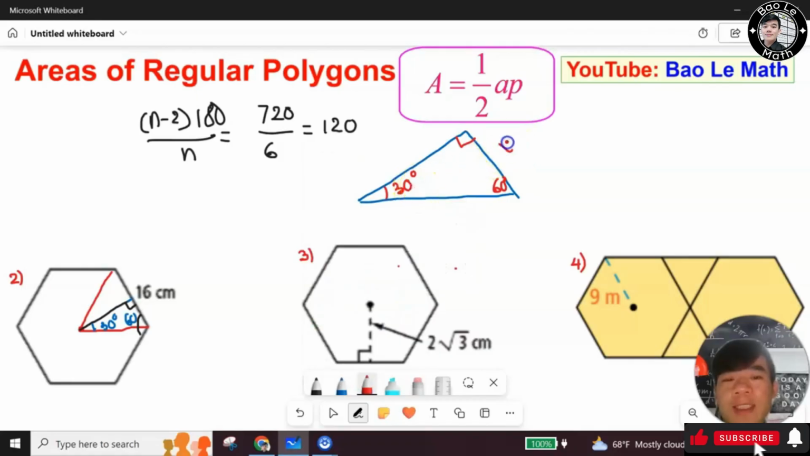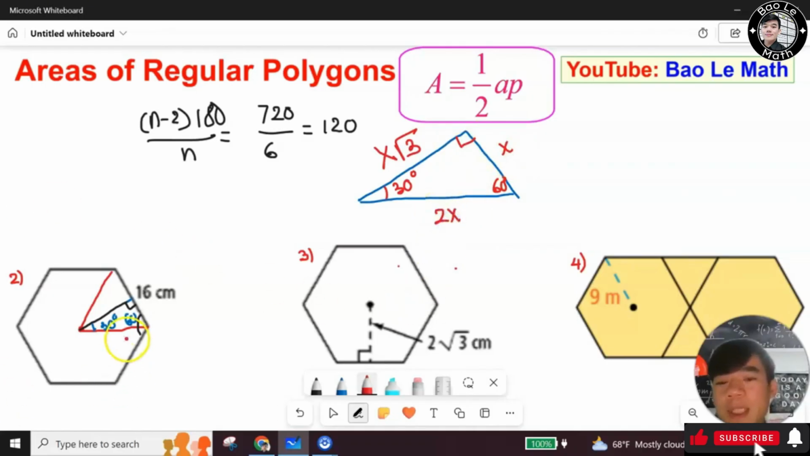Okay, so I call this S. The side length opposite to 60 equals S root 3. The side length opposite to the right angle, this one right here, equals the shortest length multiplied by 2, so it would be 2S.